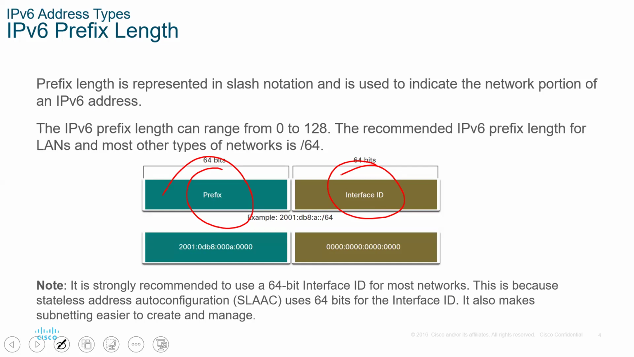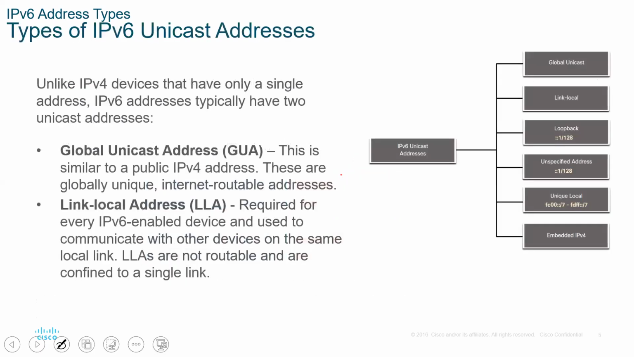This is because stateless address autoconfiguration uses 64 bits for the interface ID, and it also makes subnetting easier to create and manage. Now, we have different types of IP version 6 unicast addresses. Unlike IP version 4 addresses that have only a single address, IP version 6 addresses typically have two unicast addresses. We have the global unicast address, which is similar to the public IP address that we have in IP version 4.